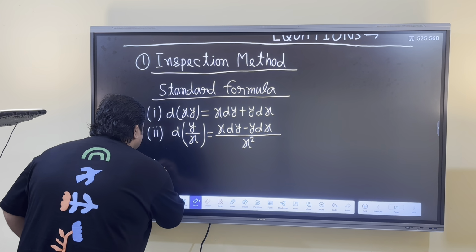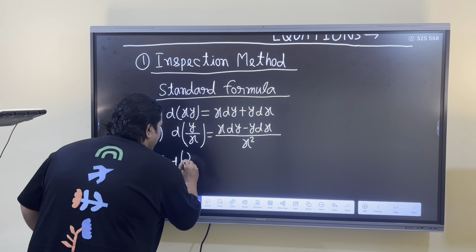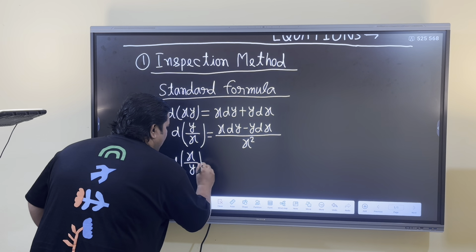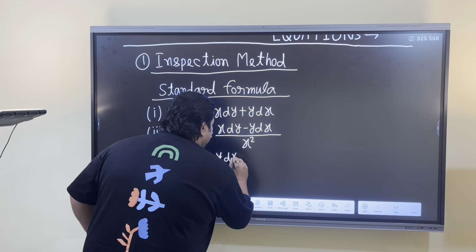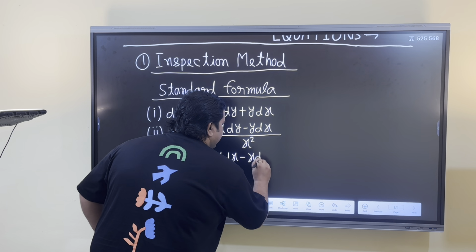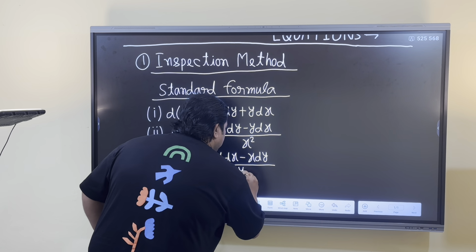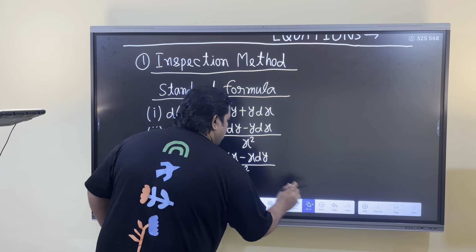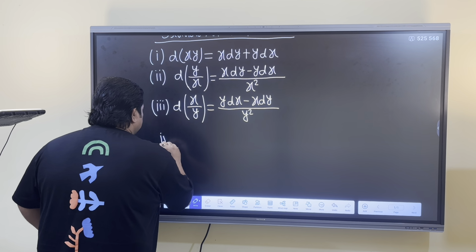Similarly, we can write the third formula. The third formula is the differential of x by y. Now the denominator is y, so we can write y into the differential of x, dx, minus x into the differential of y, dy, and the denominator is y, so the whole square of that will be y square. Okay, then we can go to the fourth one.